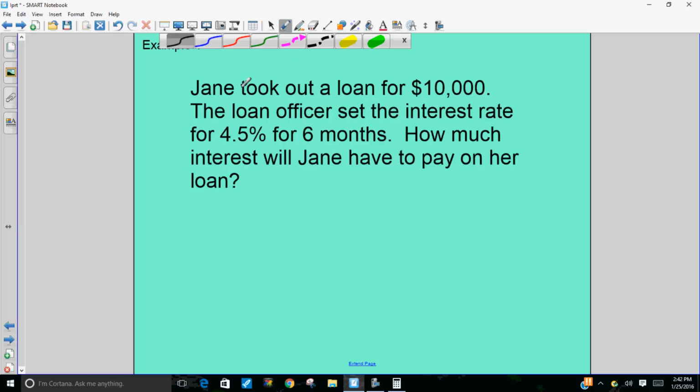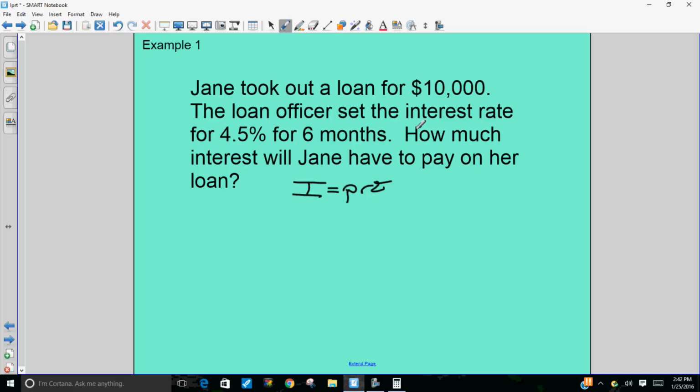This says, Jane took out a loan for $10,000. The loan officer set the interest rate at 4.5% for 6 months. How much interest will Jane have to pay on her loan? Alright, the best way to do these problems is to just underline and label things. Remember, interest equals PRT, principal times rate times time.